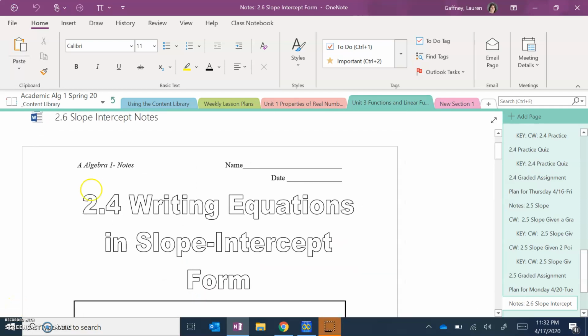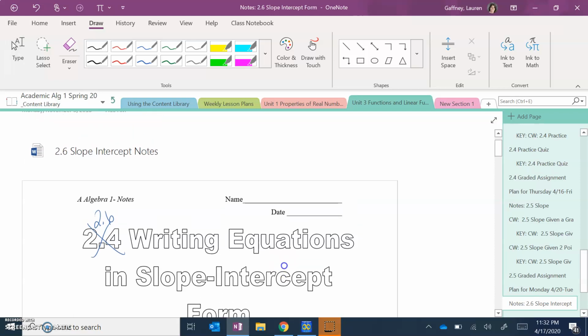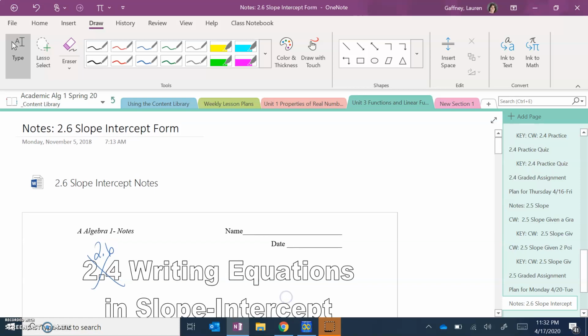Hi guys, I know this is 2.4, but this is really 2.6. Okay, so this file is going to be learning about slope-intercept form.